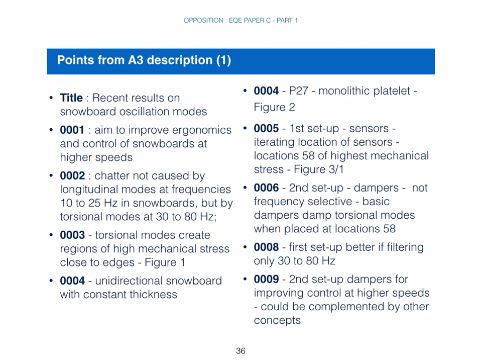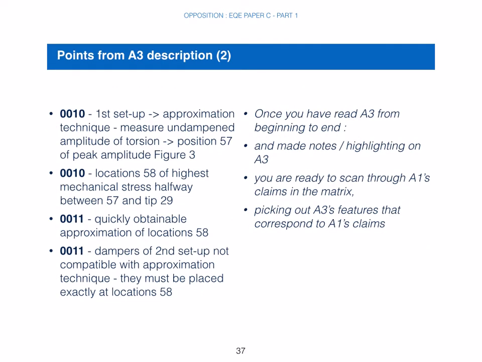And then we turn over the slide. Paragraph 10 says that the first setup gives an approximation technique. You measure undamped amplitude of torsion and find the position 57 of peak amplitude as shown in figure 3. So this is obviously important to the claim where we have the measurement.